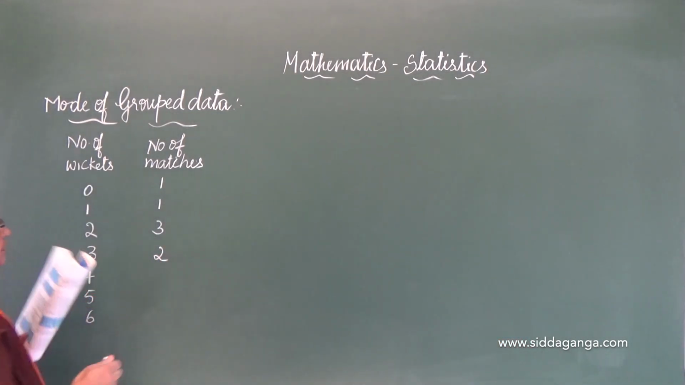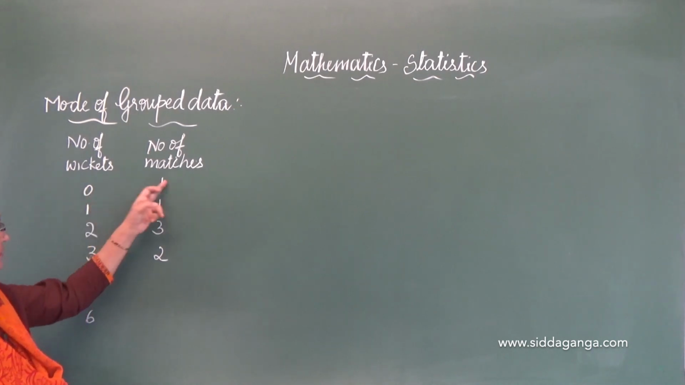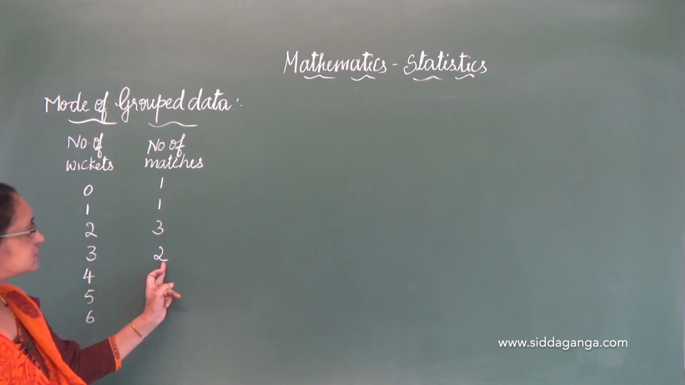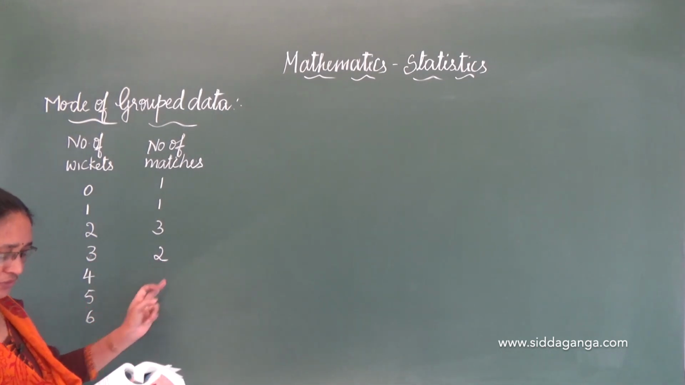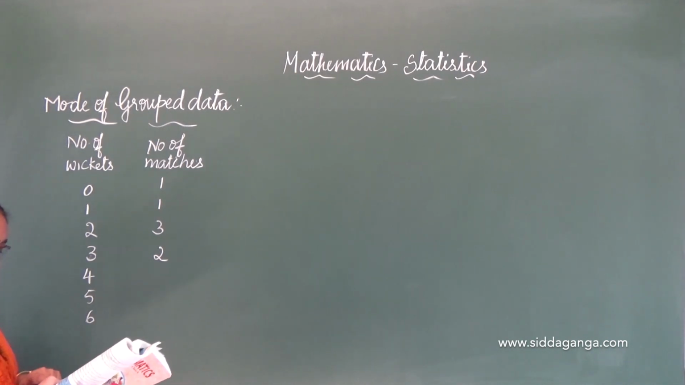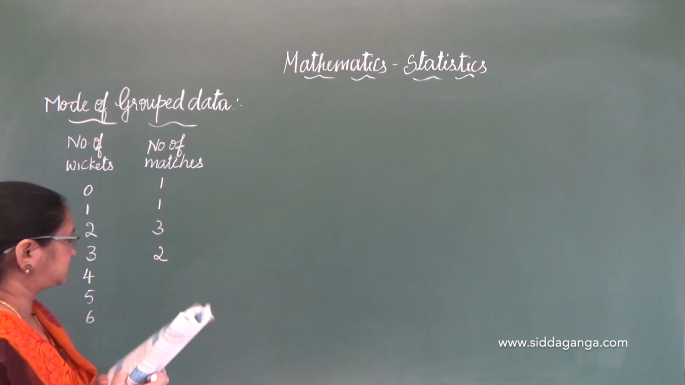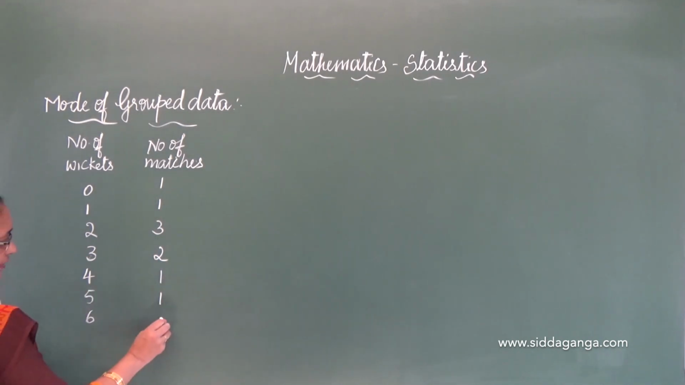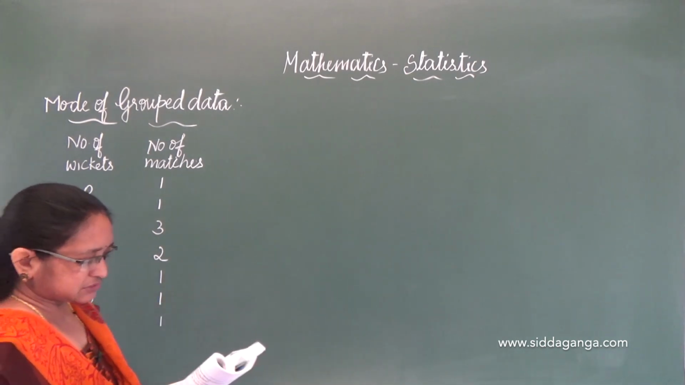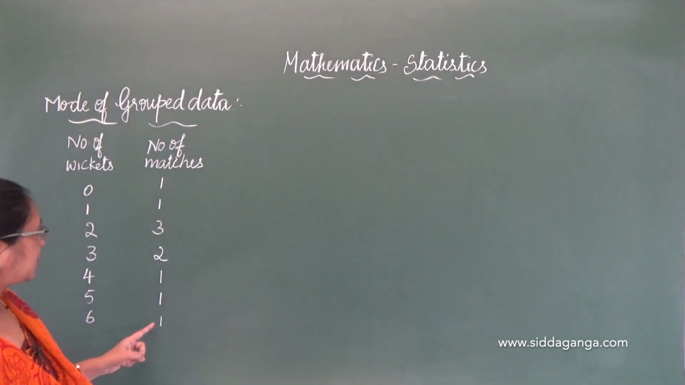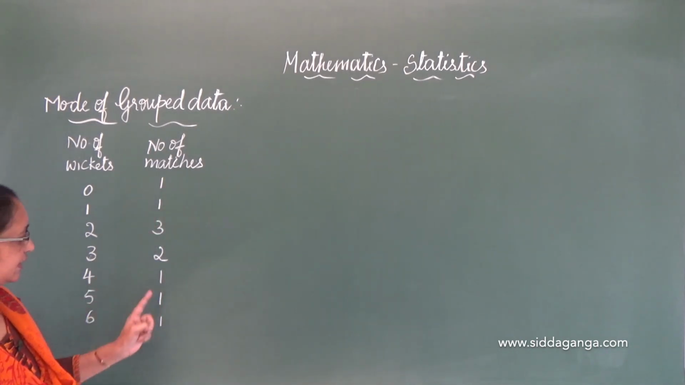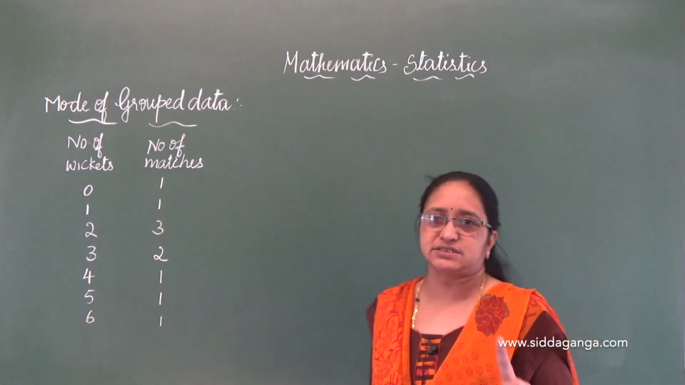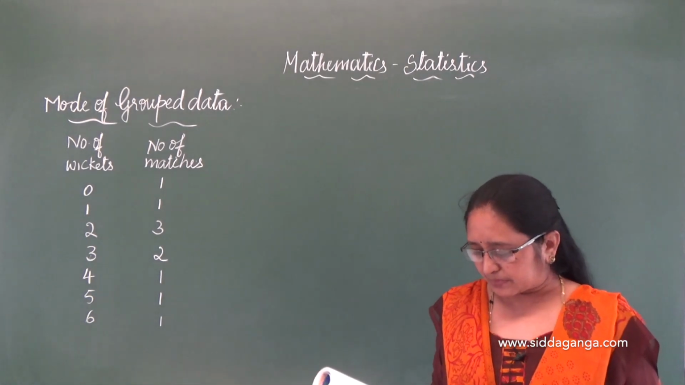I hope you understood. See, number of wickets 3, in how many matches? 2 matches. Next, 4 has occurred only once. 5 has occurred only once. 6 has occurred only once. So total how many matches? 10 matches. If you count here you will get 10. So, correct. You have done this in 9th standard. Try to recall it.